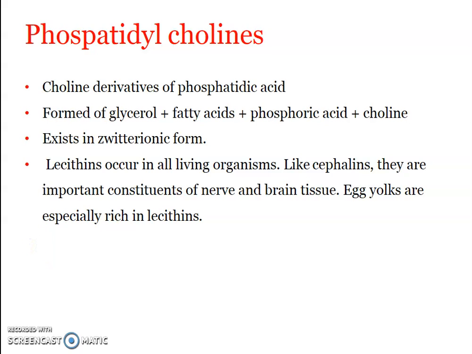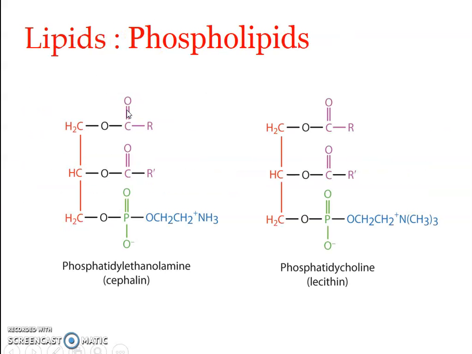Welcome back. We have been discussing the phosphoglycerides, and this is the second type of phosphoglyceride, where choline is the base. Here you can see this choline derivative of phosphoric acid. I already mentioned it is this one. Here you have the choline, and it is attached to the phosphoric acid of the phosphoglyceride.